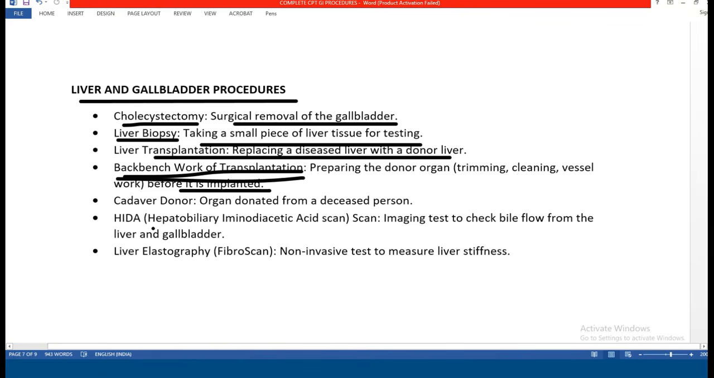Next, HIDA, hepatobiliary iminodiacetic acid scan, an imaging test to check bile flow from the liver and gallbladder. Liver elastography, usually we will call it FibroScan, a non-invasive test to measure liver stiffness.